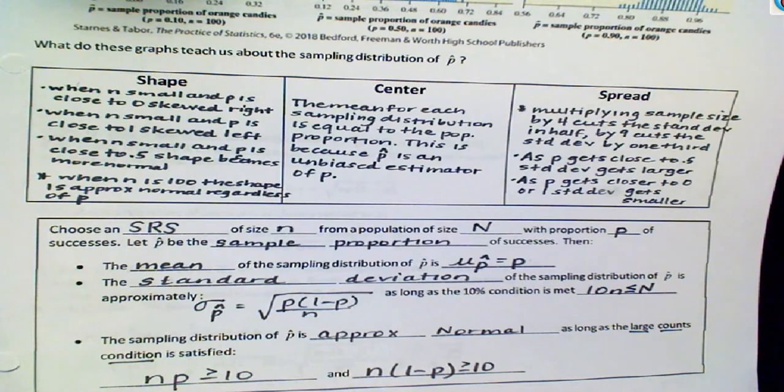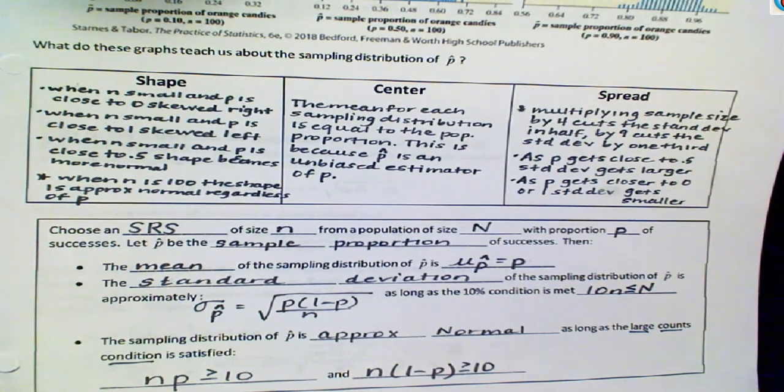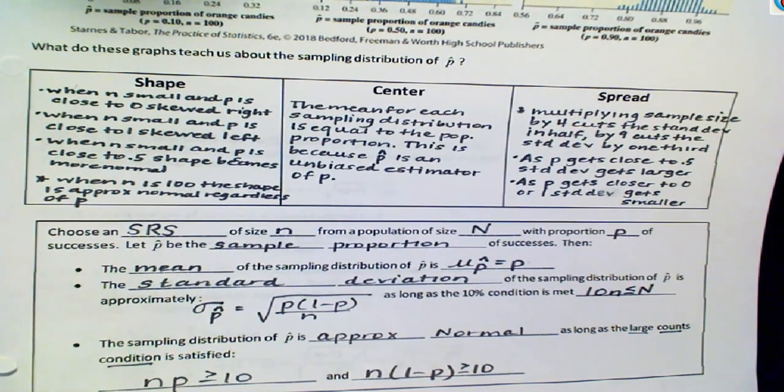And you're like, well, why do you need to know if it's normal? Well, what we're going to end up doing on these is finding some probabilities, okay? And so when we find a probability, we want to know that we have a normal distribution.